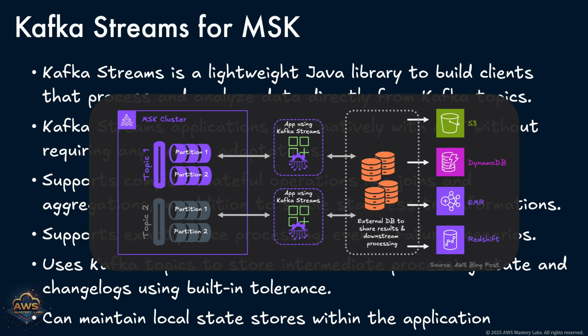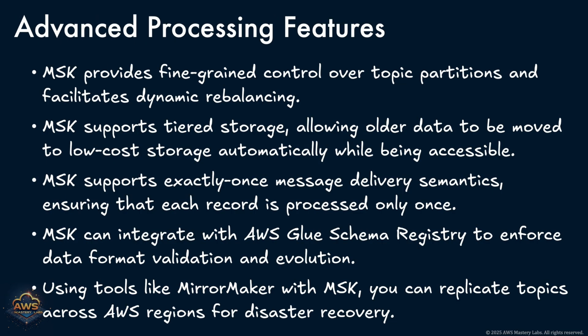For low latency access, Kafka Streams also supports local state stores. These are embedded key value stores within the application itself, allowing for extremely fast reads and writes. You can even expose this local state via interactive queries, enabling external systems to fetch the current state of stream computations in real time. Amazon MSK provides a rich set of advanced processing features that help developers build resilient, scalable, and intelligent streaming data applications.